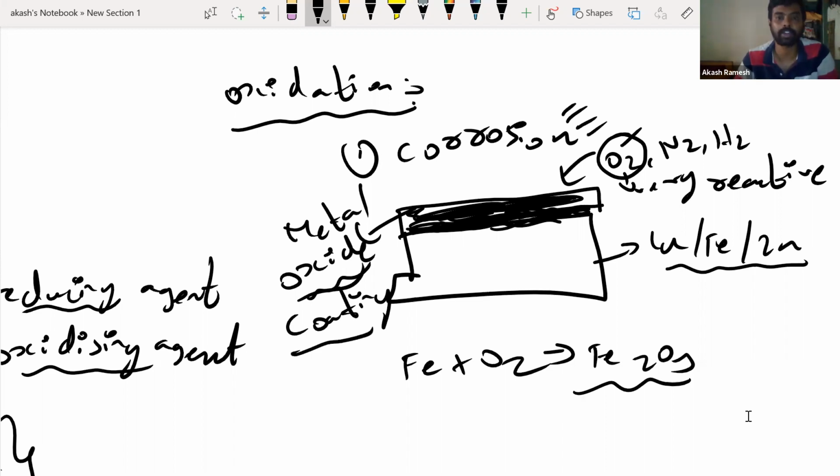Now if someone asks you, what is corrosion? Just tell them that when something is exposed to the atmosphere, the metal and the oxygen will react to form a coating of metal oxide on the surface. That phenomenon is what is called corrosion. Again, I repeat: when you expose it to the atmosphere, oxygen and the metal will react and form a coating of metal oxide on the surface of the metal. This entire phenomenon is what is called corrosion.